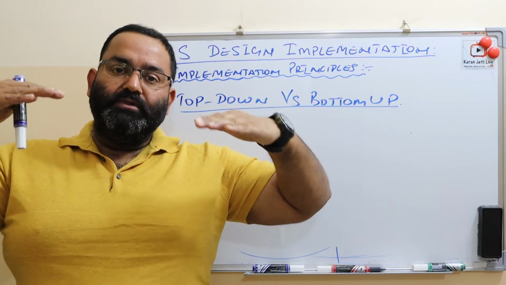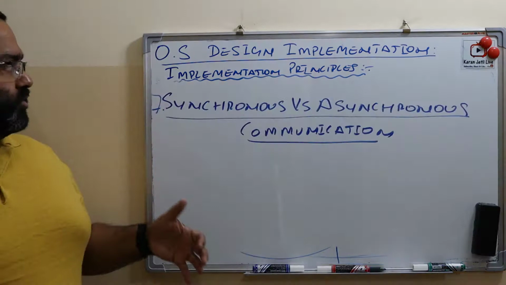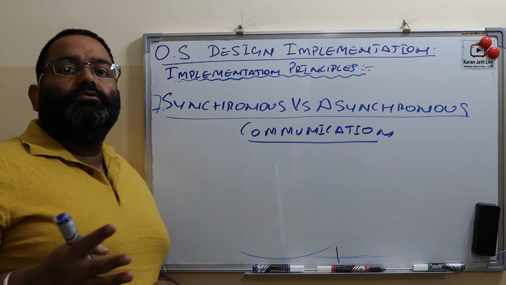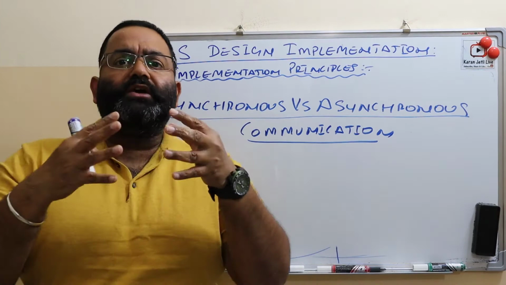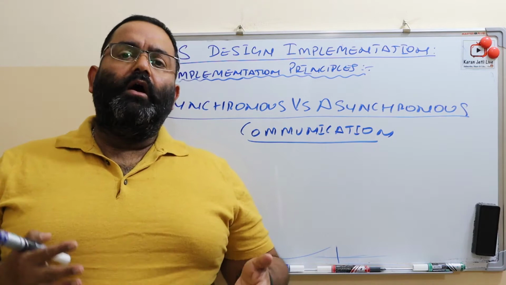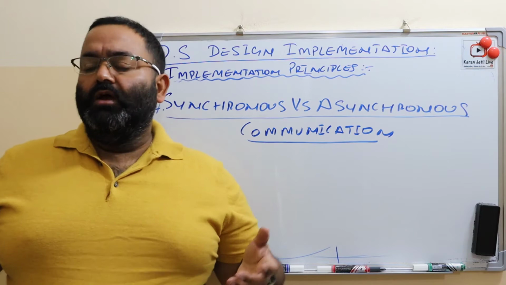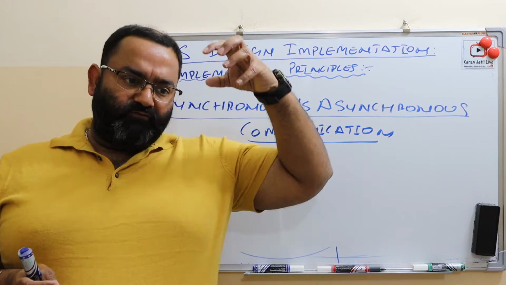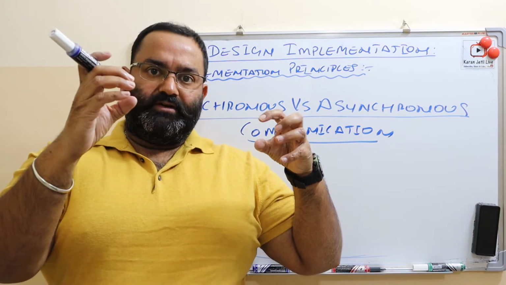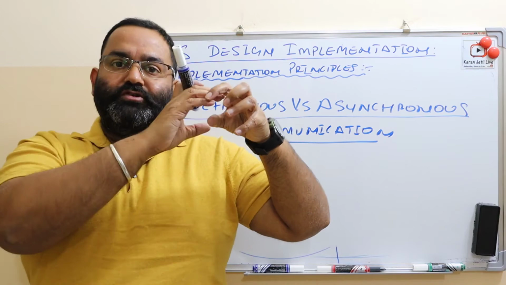So guys, the last implementation point is synchronous versus asynchronous communication. Our operating system is a collection of many components which work together. Now the question arises, in what fashion are these components going to communicate with each other, whether the communication between them is synchronous or asynchronous. What do you mean by synchronous communication? In synchronous communication, if a sender sends a request to some other component, the receiver, then the sender waits and does not do anything until it gets the response from the receiver.